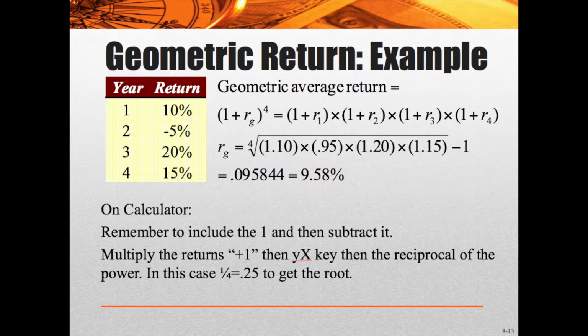So let's go a little deeper into the math. On the calculator, you've got to remember to include the 1 and then subtract it. So we include the 1: 1.10, 0.95, etc. Okay, that's the first thing. Second thing is we multiply the returns plus 1. We add the 1 and then multiply. Then we use the y to the x key, and we use the reciprocal of the power. So we don't raise it to the fourth power. In this case, we do the reciprocal, which is 1 over 4, or 0.25. The 0.25 is essentially putting it under the radical sign.